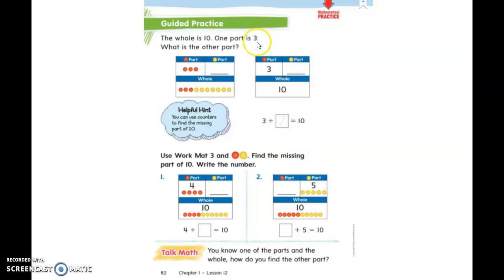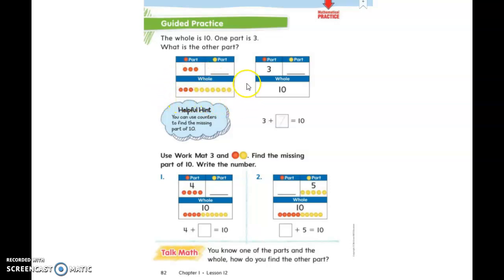One part is 3. Okay, here's our 3. We see our 3 here in our first part, and we also see 3 in our whole. So we know that here's our first part. Now we have to find our second part, which is the yellow counters. So boys and girls, we're going to come down here. We're going to count our yellow counters to figure out how many we have in our second part. So we have 1, 2, 3, 4, 5, 6, 7. So boys and girls, you would lay out 7 yellow counters right here. And that part would equal this whole.